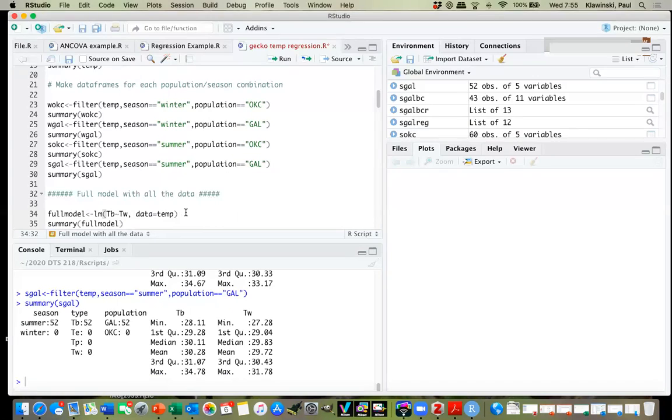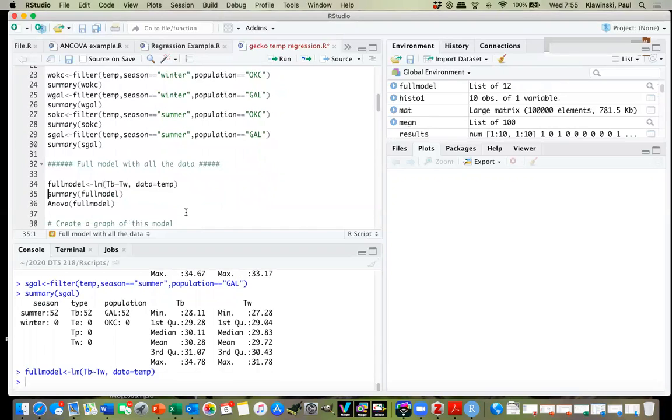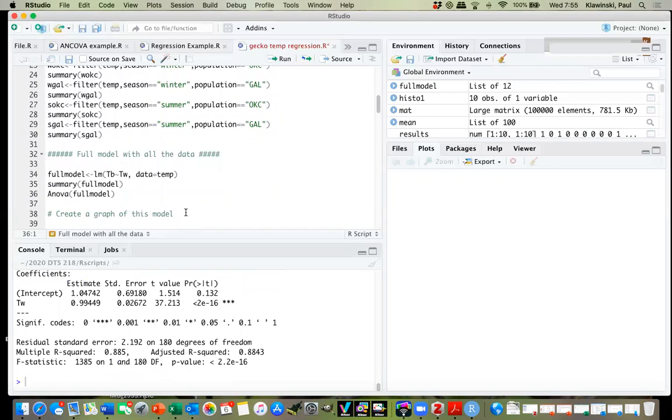So now we have 5 different data frames saved in R. We have the original data frame that has everything. Then we have each of these subsets of the data that are subsetted by season and population. Well, we could run an analysis on the full model, and that's a pretty darn good regression. It's highly significant, and it is very close to 1, as one would expect when you're combining across all populations and all seasons.